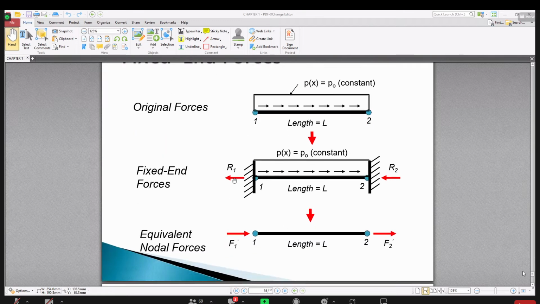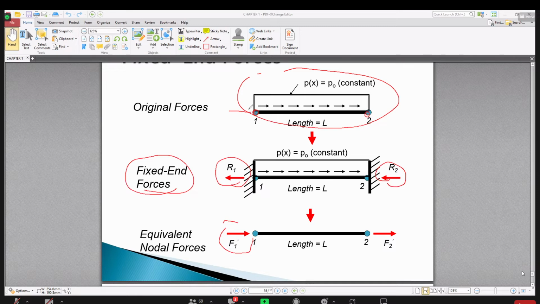So this is our fixed end forces, R1 and R2. The equivalent nodal force is simply the opposite of this. I just transfer it, di ba? Because that is our law. To consider it as a nodal force here, I have to get the equivalent nodal force. But before that, I have to get the fixed end forces, which is this. So the equivalent nodal force is just the opposite.